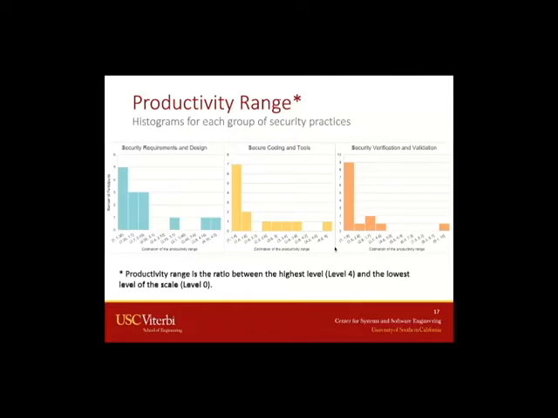These 3 histograms present the distribution of the responses for each of the 3 groups of security practices. The productivity range is the ratio between the highest level and the lowest level of the scale. For example, a productivity range of 2 means that applying the practices at level 4 would take twice more effort compared to level 0. We can see that the results are very right skewed, as most of the answers are concentrated between 1 and 2 for the 3 groups.